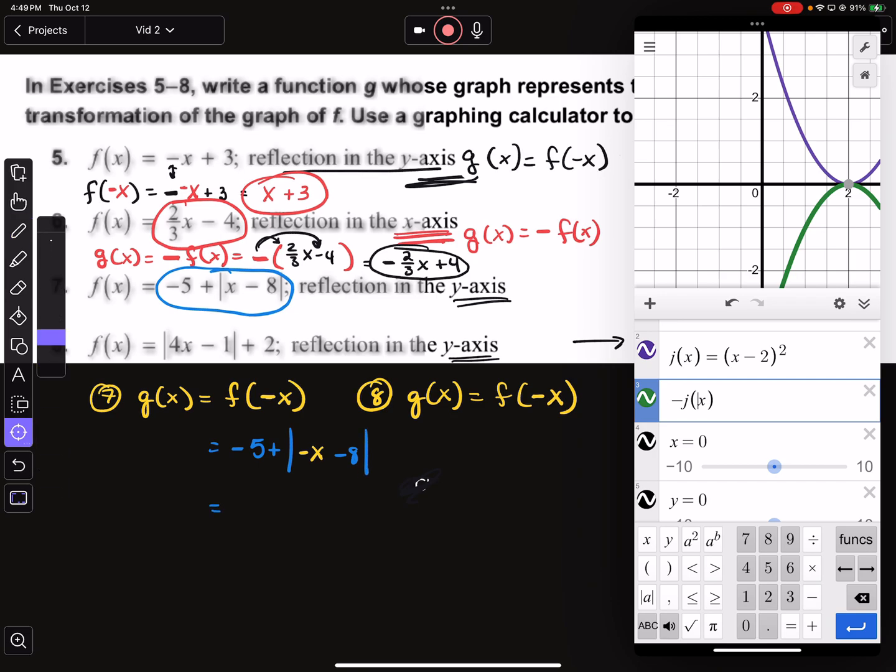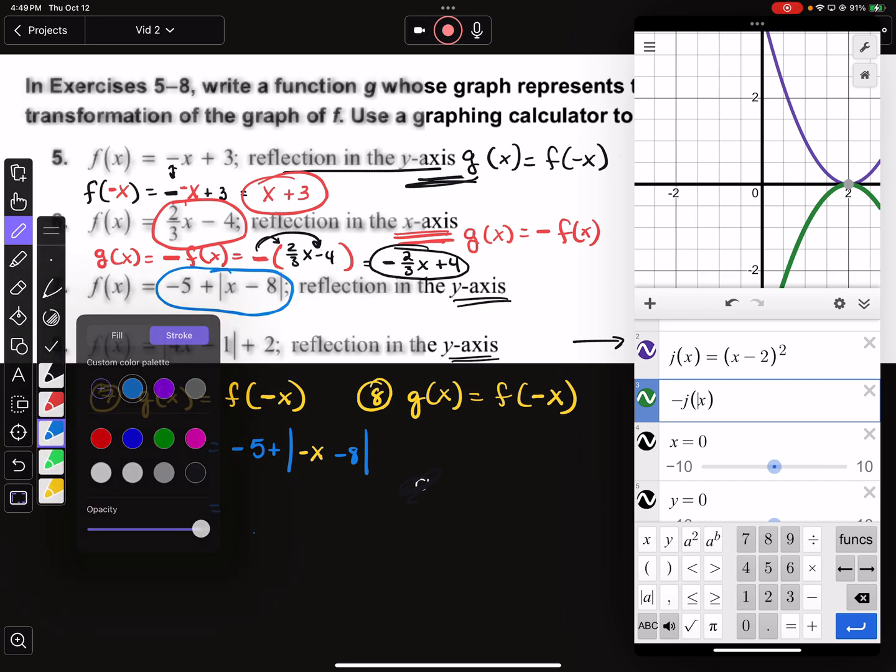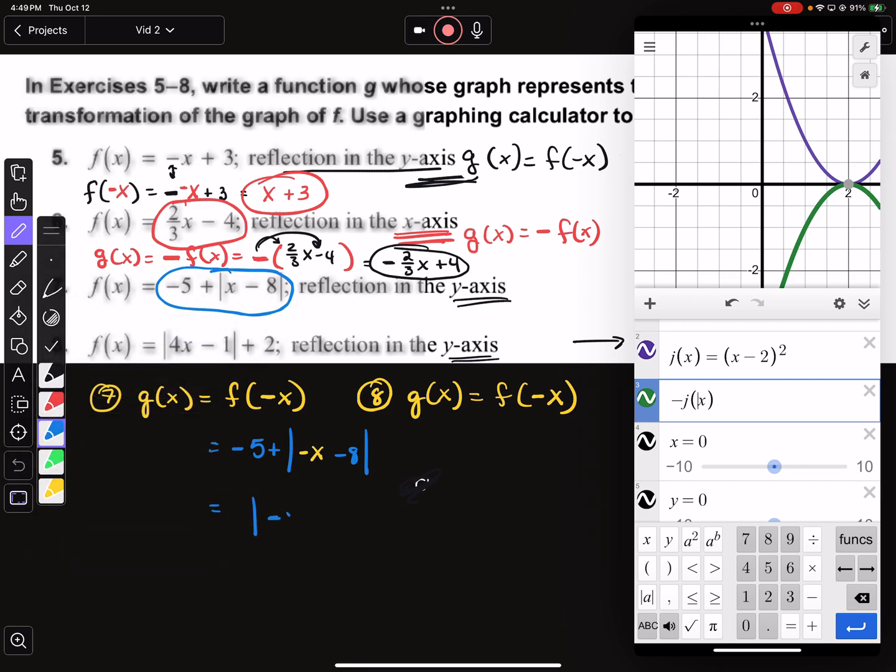I can't do anything in here because they aren't like terms. I got an x term and an 8. You can't combine those two together. And so you're just really finished there. Now, I could maybe write it more in a standard form, which would be put the absolute value part first, and then put the minus 5 afterwards. So I can kind of now see it from, hey, this is an absolute value parent function. It's been dropped down by 5. It's been shifted to the right by 8. And it's flipped left to right over the y-axis.